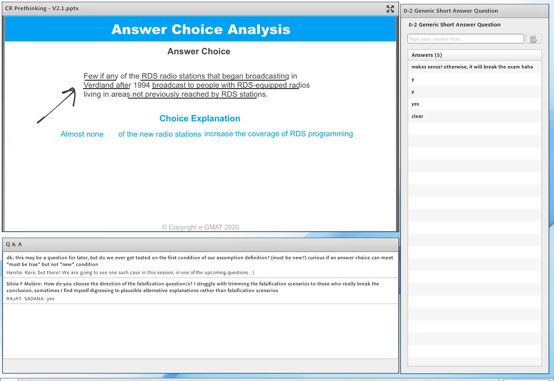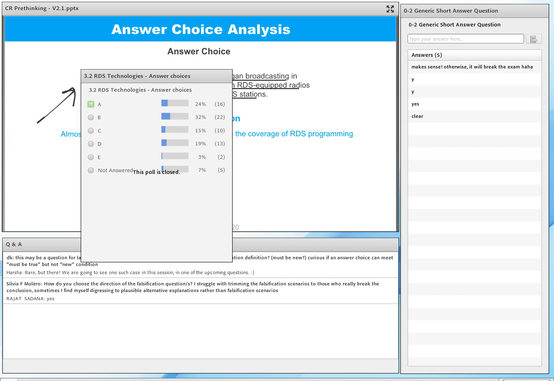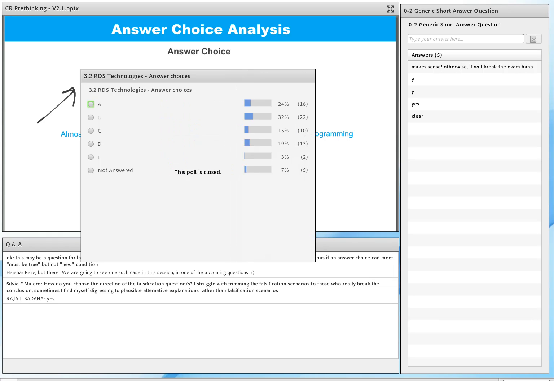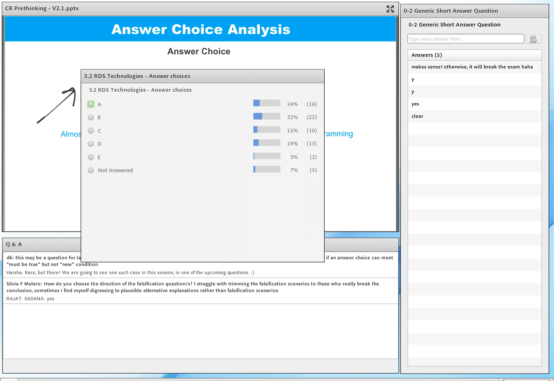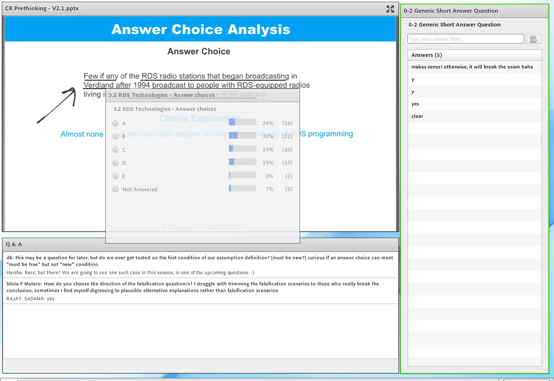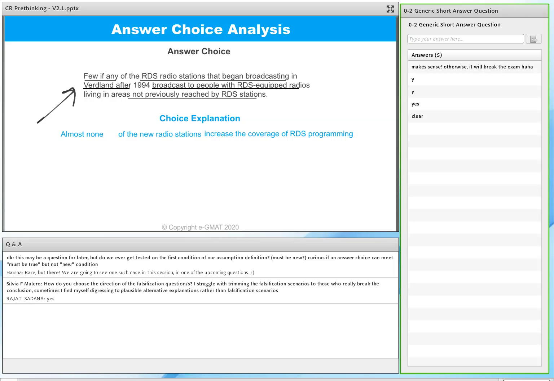RDS Technologies, here's how you guys polled. 24% or 16 of you chose choice A. Okay, so choice A is our correct answer. It is in line with our pre-thinking, the range pre-thinking, the first pre-thinking. Choice A says, few if any of RDS radio stations that began broadcasting after 94 broadcast to people with RDS equipped radios living in areas not previously reached.